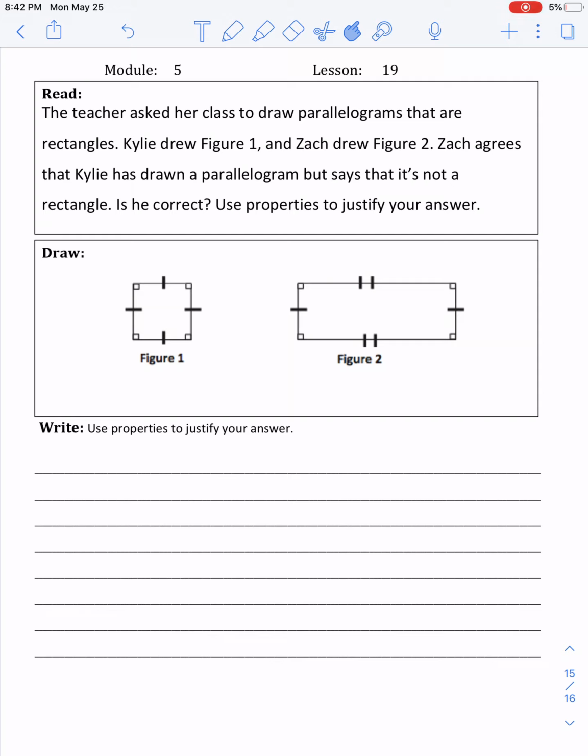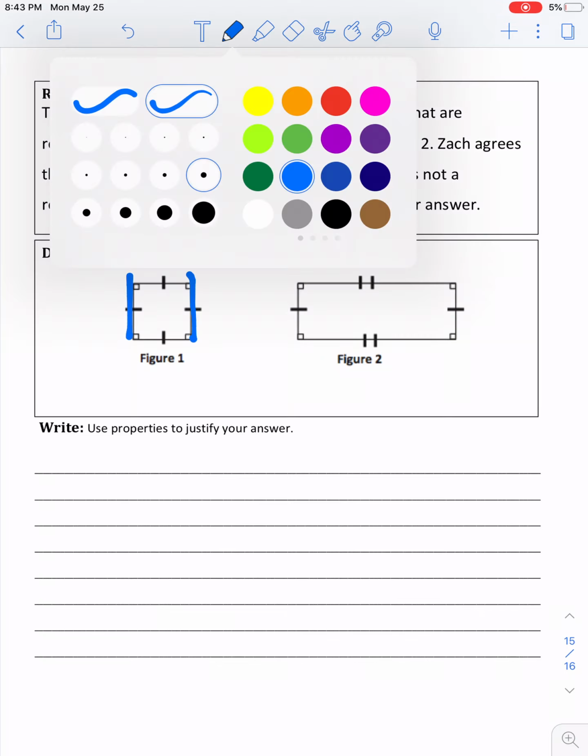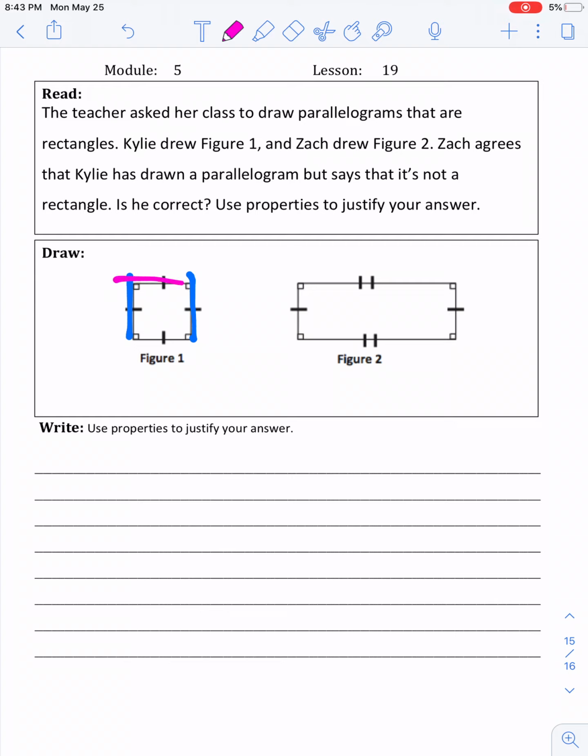So here we go. Figure 1 is a square that Kylie drew. It is a parallelogram because it has two sets of parallel lines. You have parallel lines here, and you also have parallel lines here. So it is a parallelogram, but it is a square, right?